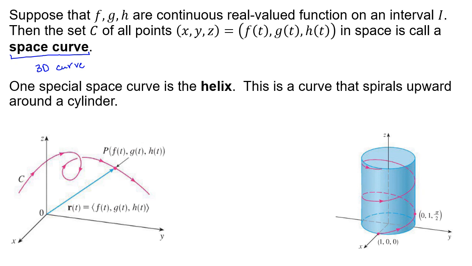So a special space curve that we talk about is a helix, and that is a curve that spirals upward around a cylinder. So over here on the right, let's focus on this one, then I'll come back to the left graph in a second. If you look at this helix, you see that it is a graph that starts at the point (1, 0, 0), starts making a spiral, crosses at the point (0, 1, π/2), and continues this trend on the way up.